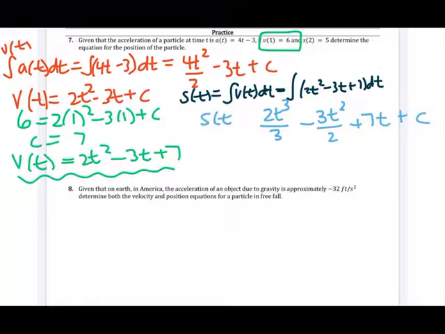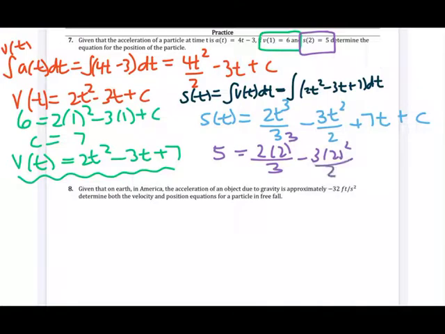This is my position function. And now I can take this condition that I was given, that when t is 2, the position is 5. So 5 equals 2 times 2 to the third over 3 minus 3 times 2 squared over 2 plus 7 times 2 plus c. I know you're capable of simplifying that. I'm going to tell you that c is equal to negative 25 over 3.